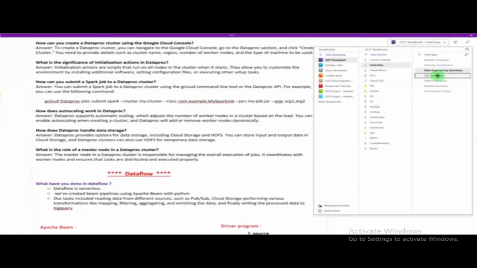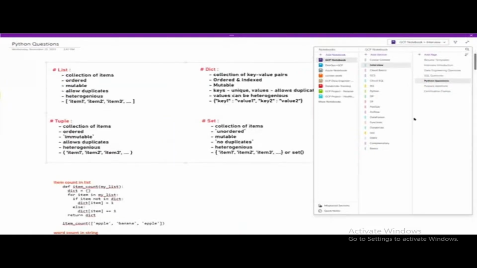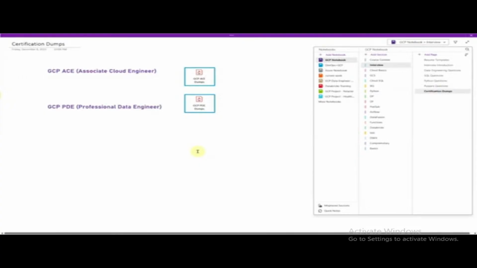SQL questions for practice purpose and for the interview, Python questions mainly for the interview, PySpark questions for the interview, certification dumps for those who want to go for the certification as well. So everything is end to end. This is a full package of the course. Everything is covered end to end.